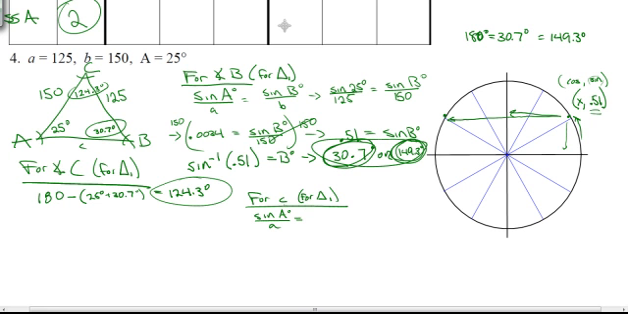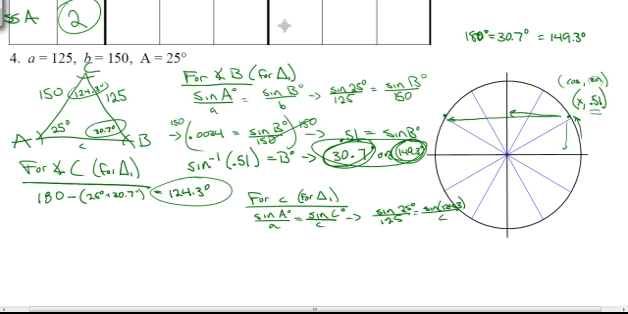But you could use sine of B over side B if you wanted to. It's really your personal preference. So I'm going to set up this ratio to be sine of angle A over A equals sine of angle C over side C now. And this is going to give me, by plugging in the values, the same thing. Sine of 25 over 125, which we did up here, equals sine of angle C, which we know is 124.3 over side C, which we don't know.